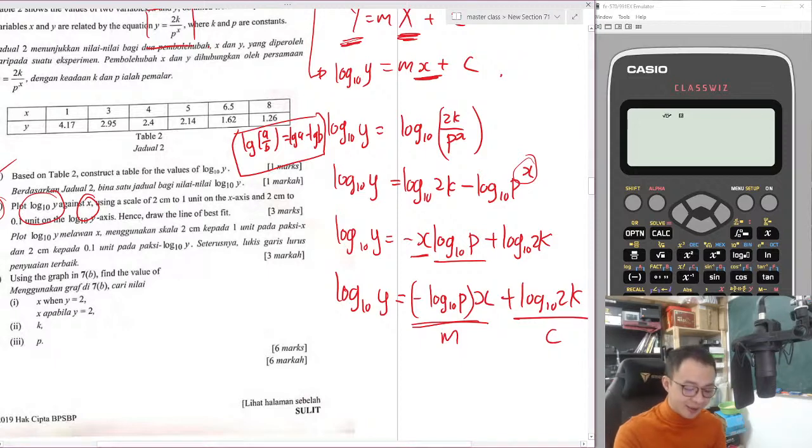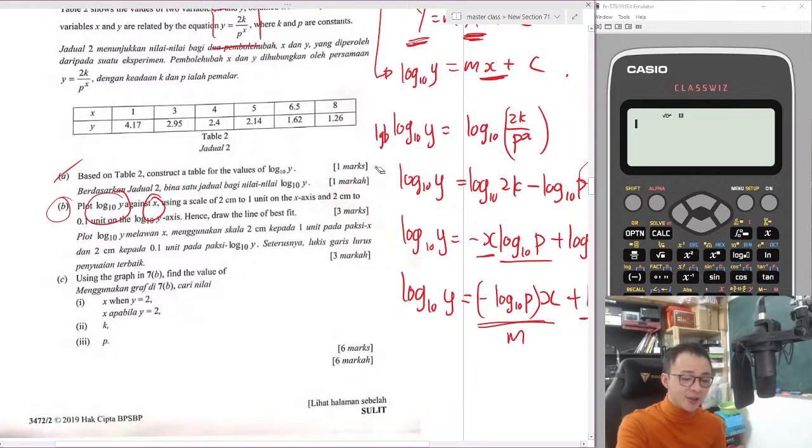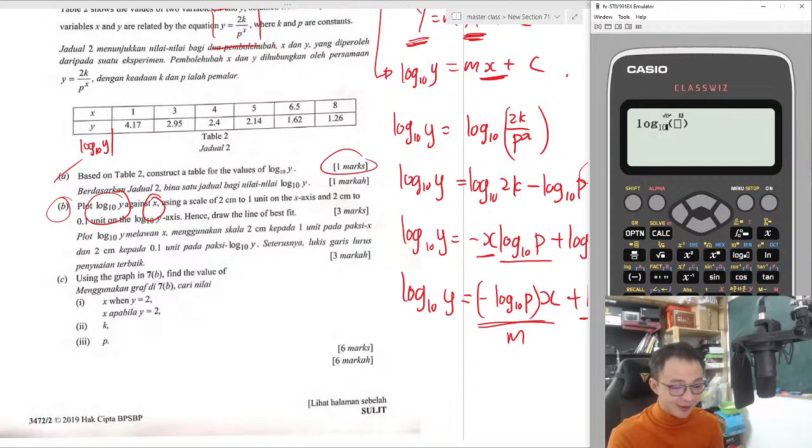Alright, then we go back to the question. At first they ask you to construct a table. This is 1 mark, please do it and use a calculator. They ask for the table for log 10 y. So basically what you need to do is just do log 10 of, here, 4.17.